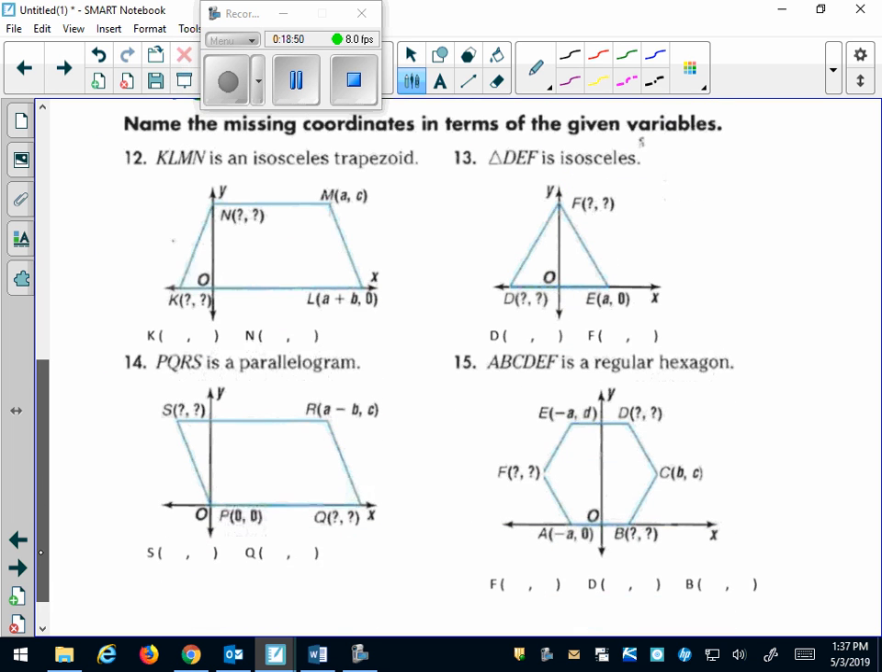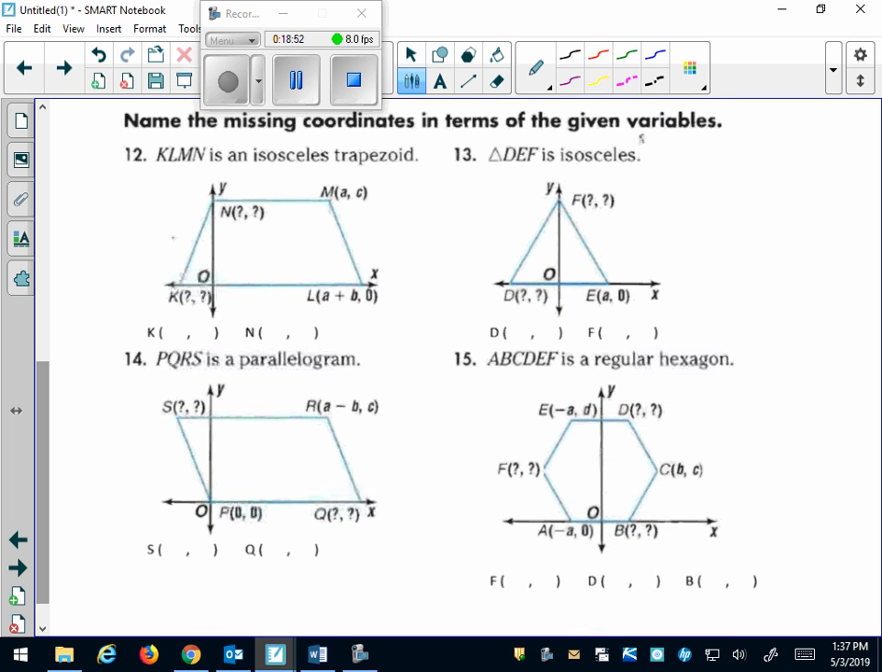So I'd like you to try 12 through 15. I'll do number 12 with you. Keep in mind that anytime you have a trapezoid or a parallelogram, there's one vertex that's really dependent on the other ones. And that's the one that gets a little bit tricky sometimes. And notice in this diagram, they're saying it's an isosceles trapezoid. So you know these two lengths are the same. If that's true, that means this piece here is the same as this piece right here.